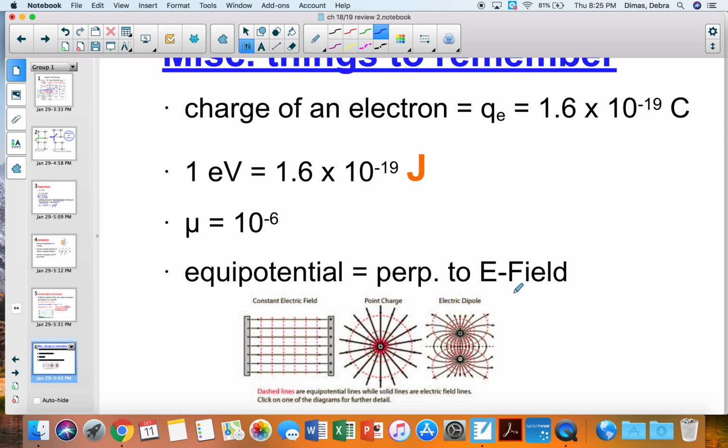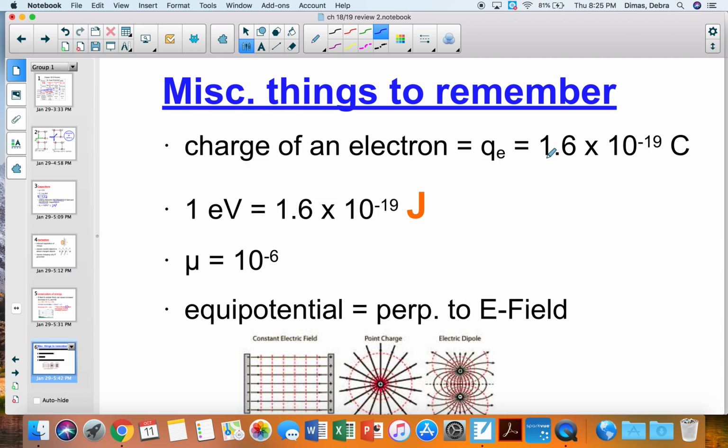Miscellaneous things to remember. Don't forget, the charge of an electron is negative 1.6 times 10 to the negative 19th coulombs. Of course, you could use that charge for a proton, but then it'd be positive. 1 electron volt is equal to 1.6 times 10 to the negative 19 joules, because remember that that's the energy it takes to move 1 electron through 1 potential difference. So Q times V, right? This is Q E times 1 volt, because that's the definition of it, right? And so that's why it's 1.6 times 10 to the negative 19th.